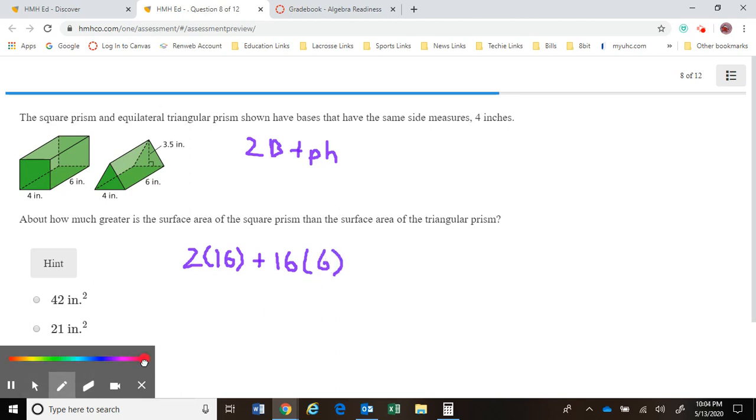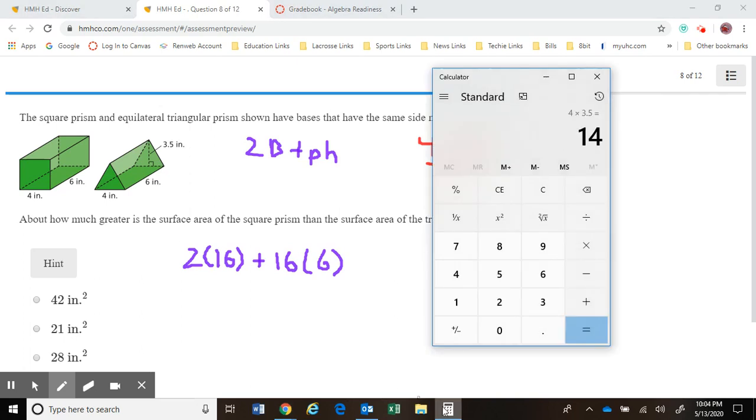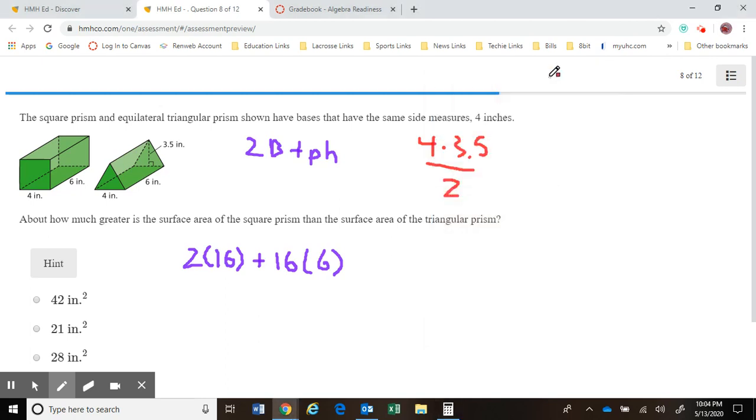Now let's talk about our triangle. I know I need to go 1/2 base times height. My base is 4. My height is 3.5. So 4 times 3.5, and then I'm going to find half of that. I'm going to divide by 2. Okay, so 4 times 3.5, divide that by 2, and what do I get? I get 7. So this is going to be 2 times 7, and then plus, now each side is 4, because it says it's an equilateral triangle, so all 3 sides are the same, so 4 plus 4 plus 4, of course, is 12, and I'm multiplying that by how far apart they are, 6.